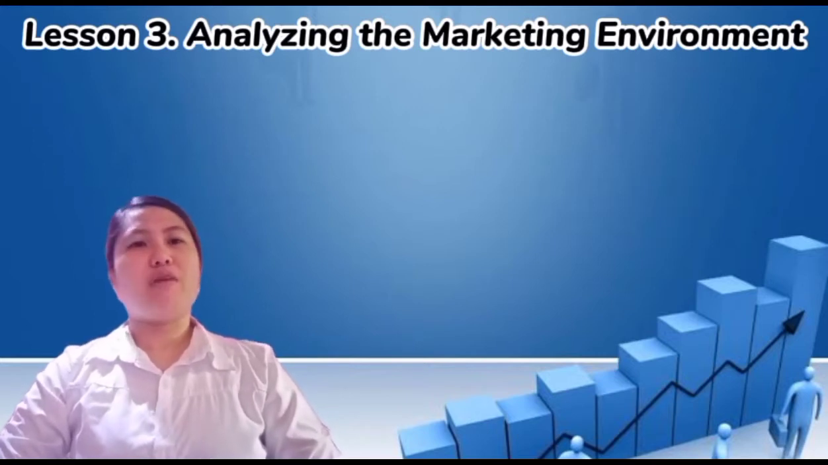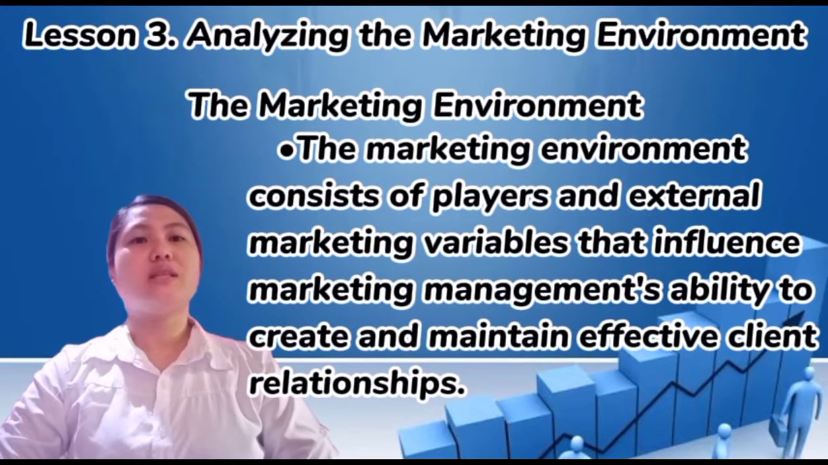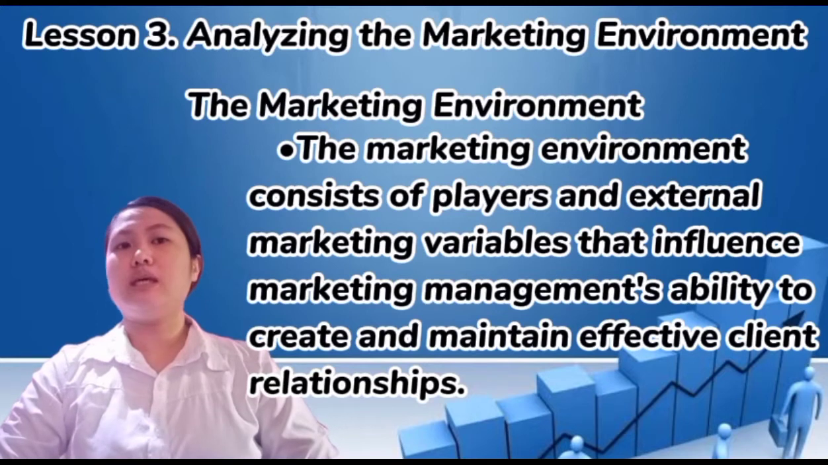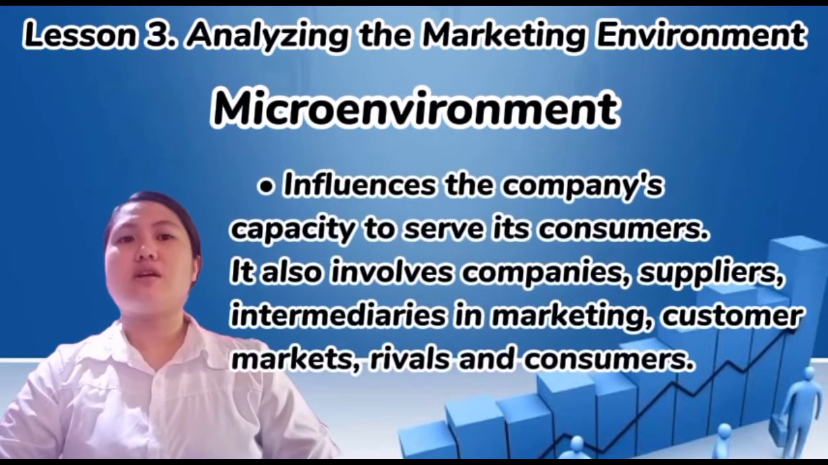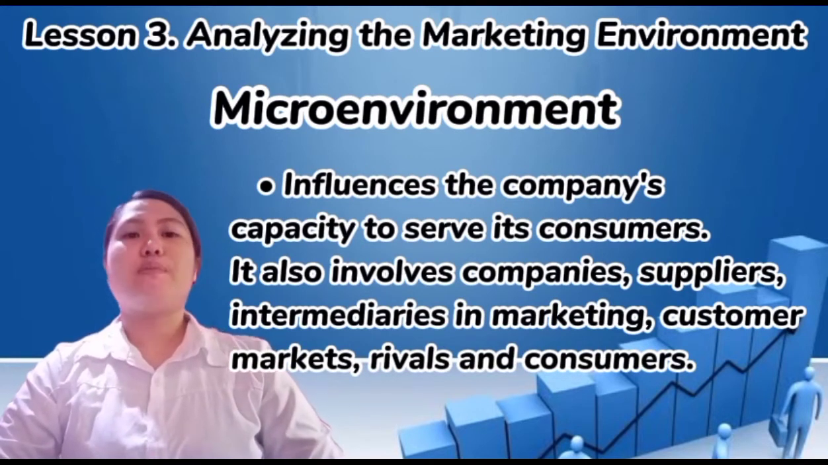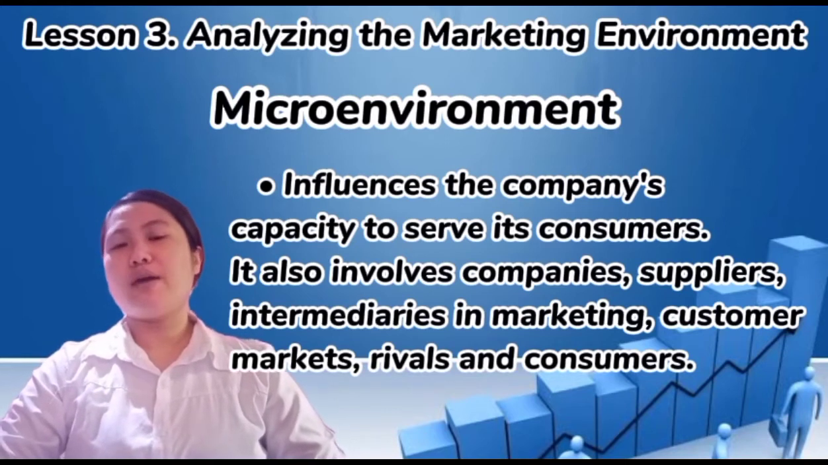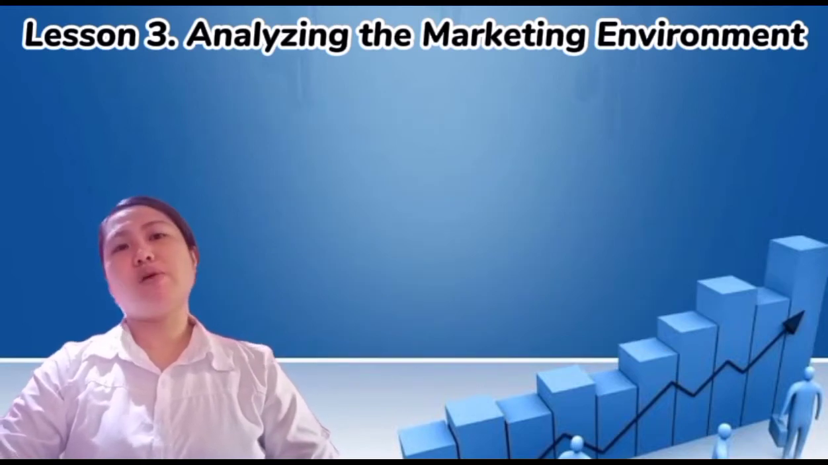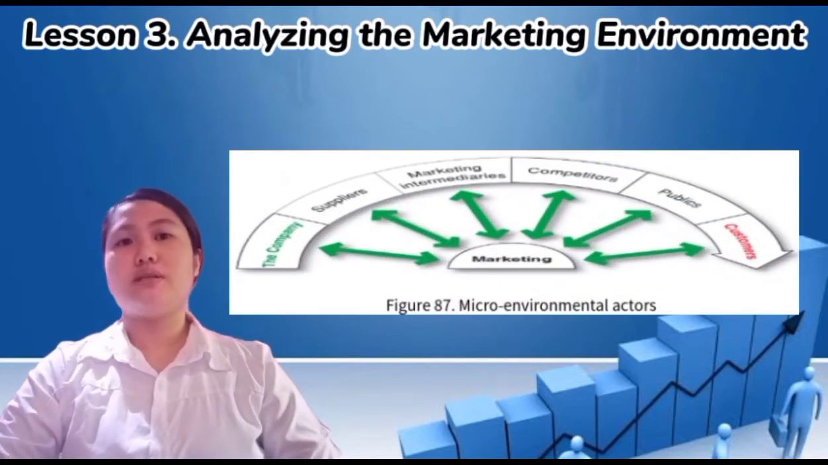Let's proceed to what is the marketing environment. It consists of players and external marketing variables that influence marketing management's ability to create and maintain effective client relationships. Then, a microenvironment influences the company's capacity to serve its consumers. It also involves companies, suppliers, intermediaries in marketing, customer markets, rivals, and consumers, based on Principles of Marketing by Philip Kotler, 2010. As you can see in figure 87, these are the microenvironment actors.